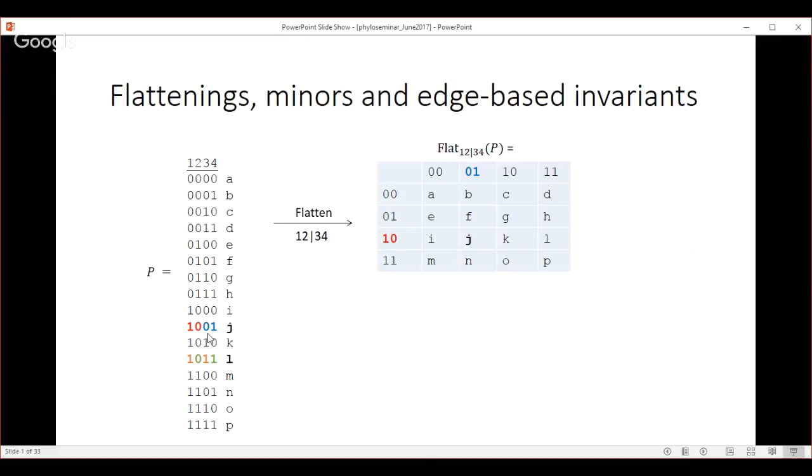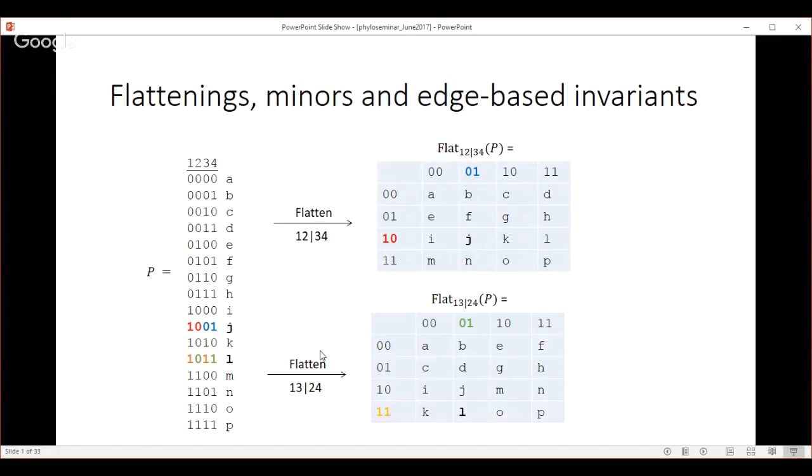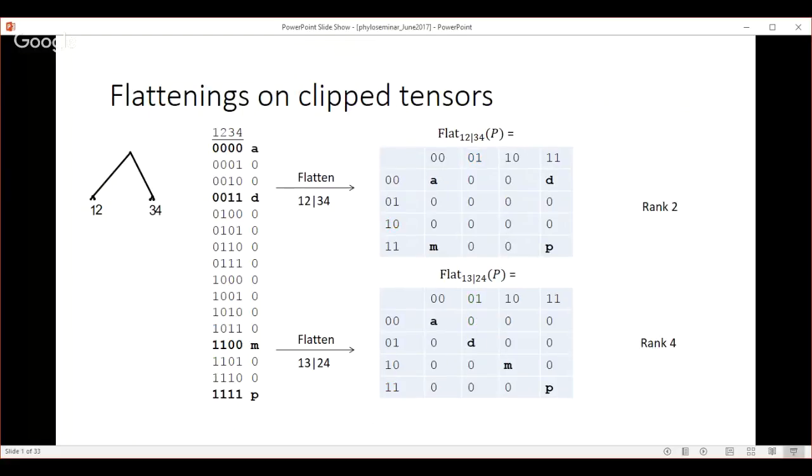So for instance, for pattern J down here, 1 and 2 are in the state 1,0, so I'm going to be dealing with this row, and 3 and 4 are in state 0,1, so I'm dealing with this column. Likewise, I could flatten using a different split, the 1,3 versus 2,4 split. Then when I'm trying to work out what row I'm in, I look at the first and third position, so here, say 1,1. And when I want to know what column I'm putting something in, I look at the second and fourth position. You can see these things all have exactly the same values. They're just being moved around, depending on what flattening we choose to do.